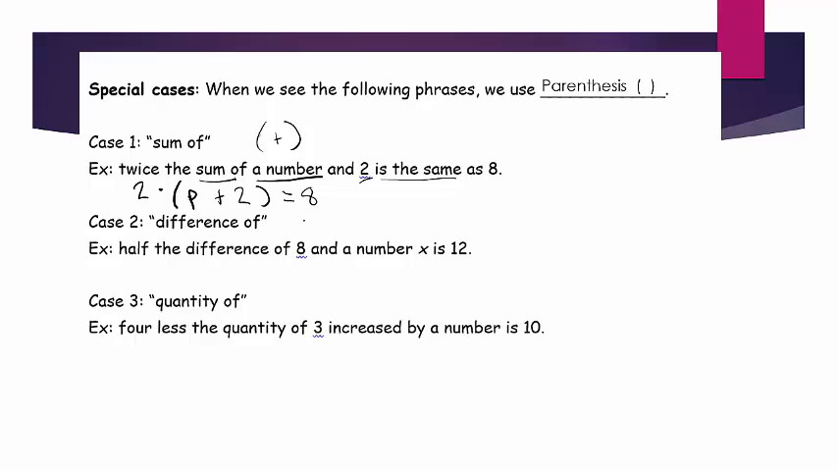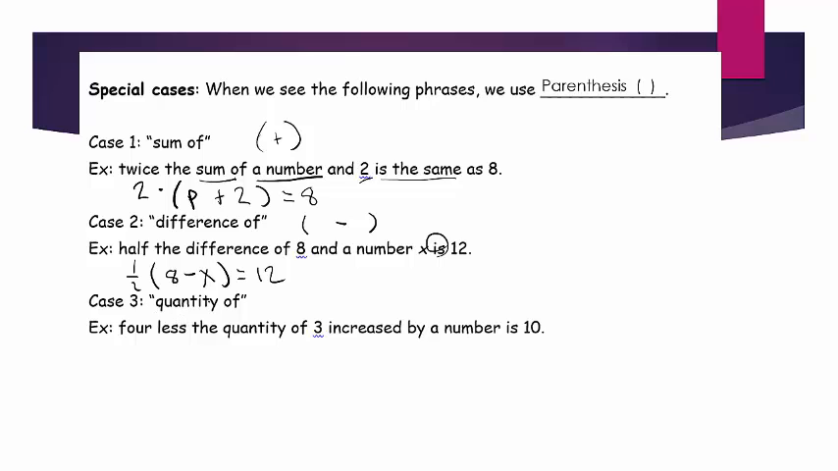If you see "difference of," you need to right away put in parentheses and a subtraction symbol. So I read the problem, half the difference of, so right away, parentheses, subtraction. Now figure out what 2 things you are subtracting: 8 and a mystery number, and you're supposed to use x for that. That will equal 12.